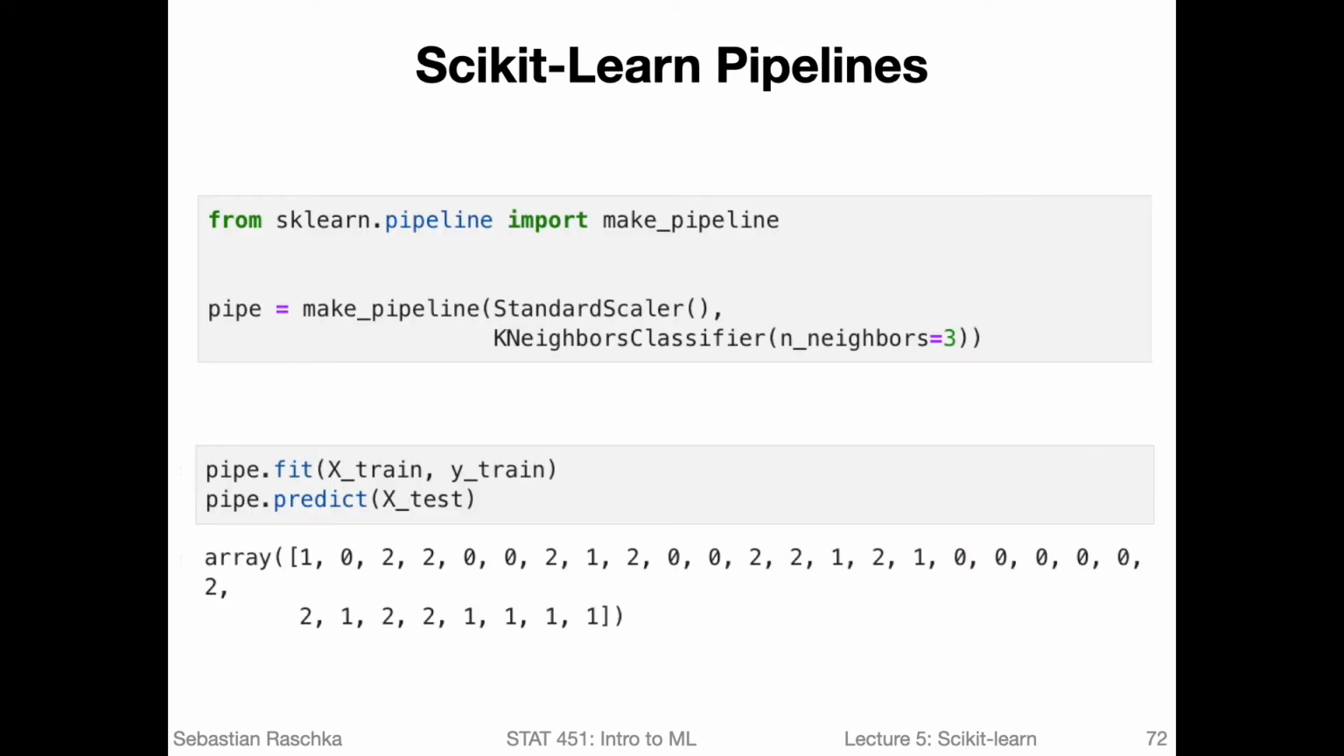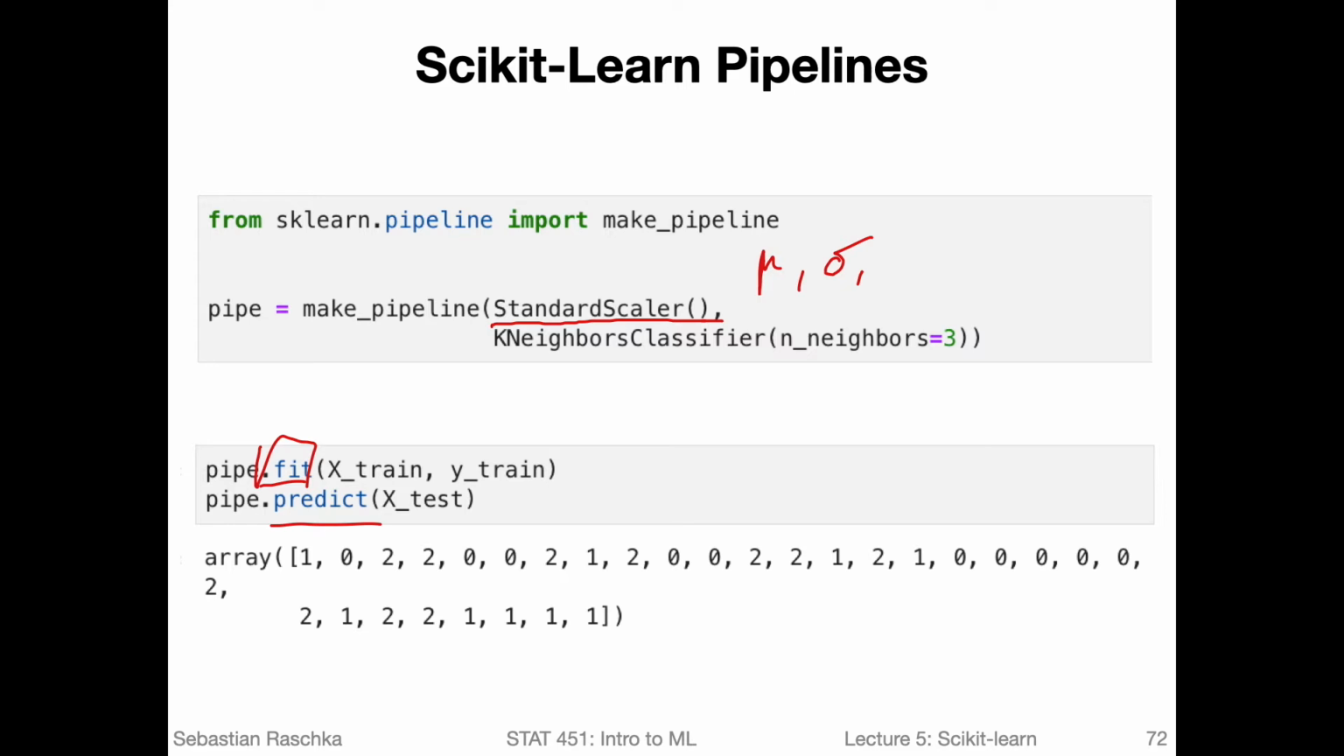Yeah, then after we created the pipeline, we can use fit to fit the pipeline on the training data, and then we can use predict to make predictions on the test set. So what happens if we call fit? If we call fit, it will call fit using the standard scaler first. So the standard scaler, remember, will learn the mean and the standard deviation from the training data, and then it will use those to scale the data.